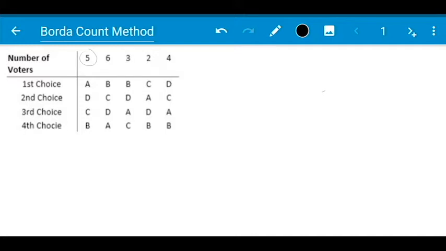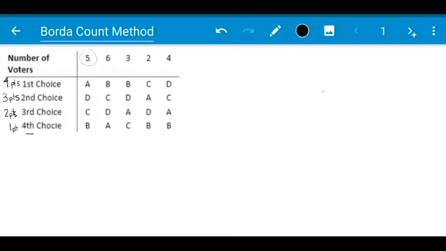So we're going to start with last place and give them 1 point, because we have to give them something, but we don't want to give them the most points because they're in last place. Then we're going to move up, and the third choice is going to be 2 points. And then second place is going to be 3 points. And we have 4 candidates, so our top choice is going to be worth 4 points.